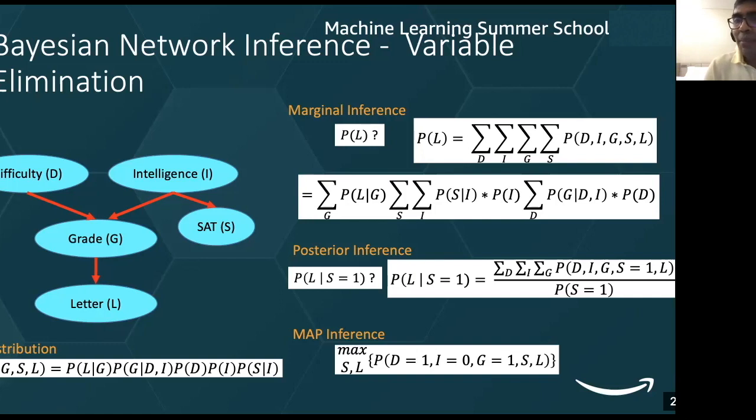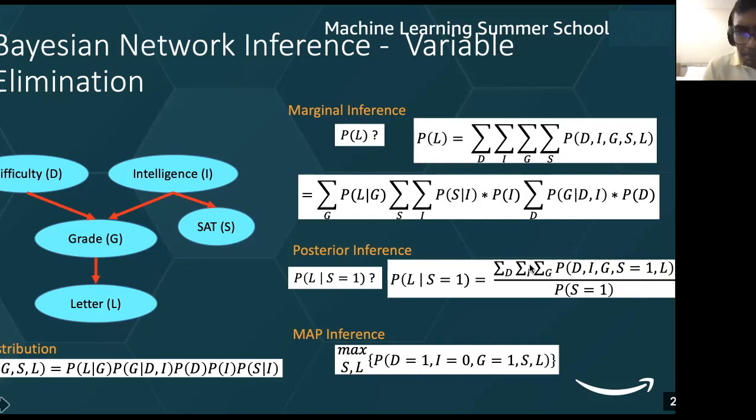The summation itself can be made a lot more efficient by exploiting the graph structure and the particular form of the joint distribution, which allows us to move certain terms in and out of the summations to make the process more computationally efficient. To give an example of posterior inference, one example could be: what is the probability of the letter given that the SAT score is good? In this case, again, you could use the joint distribution and arrive at an expression like this to be able to estimate this posterior distribution.